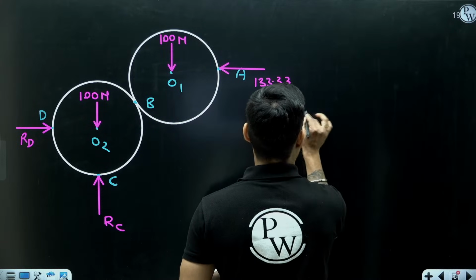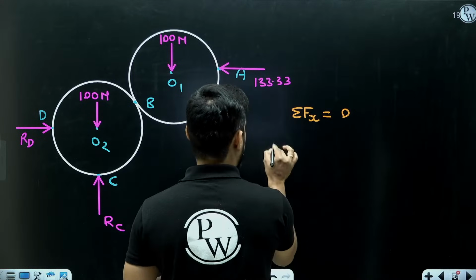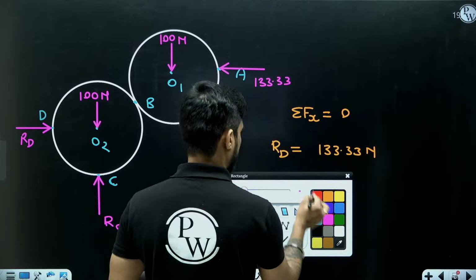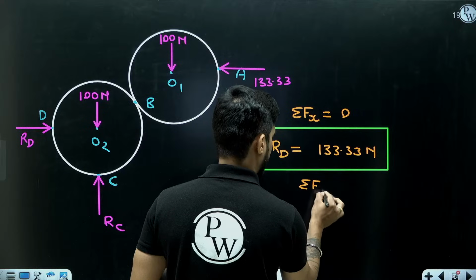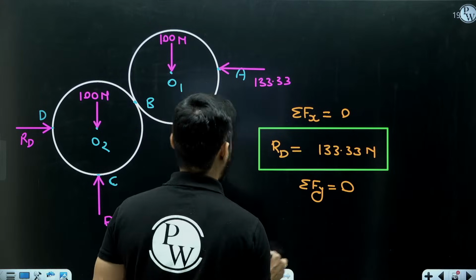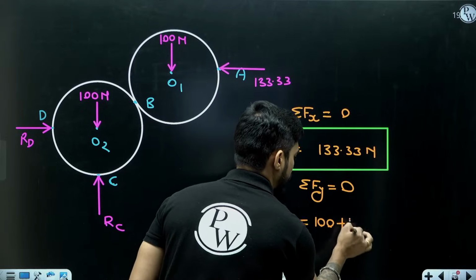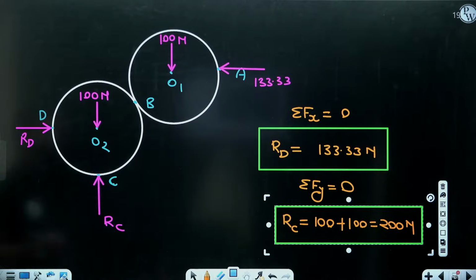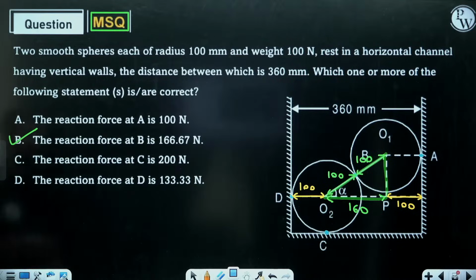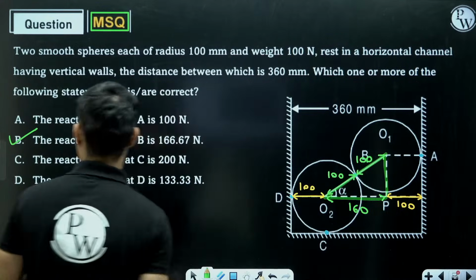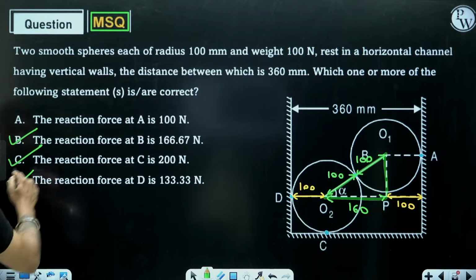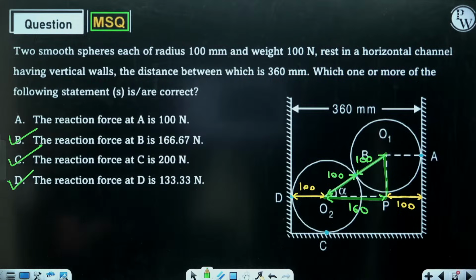So from summation of Fx equals 0, you will get RD, which will be 133.33 Newton. And from summation of Fy equals 0, you will get RC. It will be 100 plus 100, means 200 Newton. So simple, right? So RC will be 200 Newton. This is correct. RD is 133.33. So this is correct. So we have three correct statements, B, C and D.